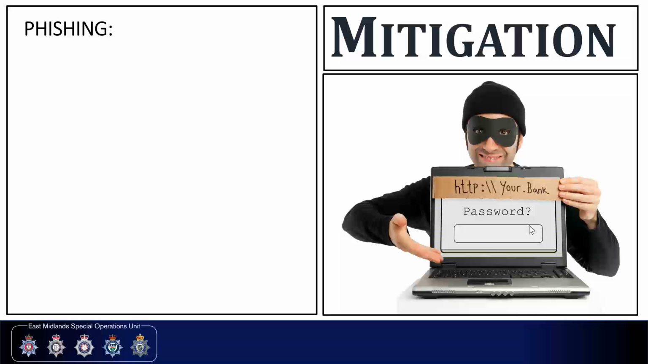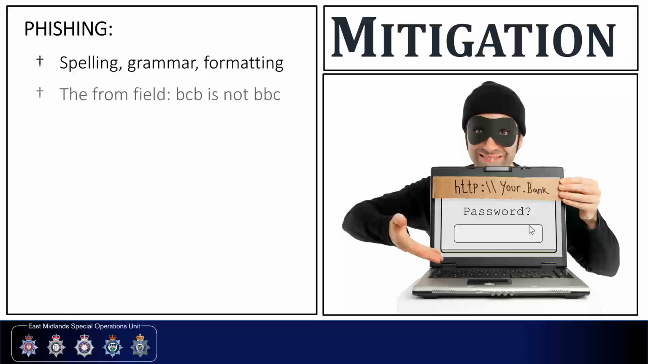So how do we mitigate the problem of phishing? Well, phishing emails in all their various guises usually have telltale signs. For example, spelling, grammar or formatting errors all smack of unprofessionalism when the email purports to be from an official entity. Again, close inspection of the from field at the top of the email might reveal subtle differences to what you might expect to see. Be very careful of transposition errors here. For example, the bcb.co.uk is not quite the same as the bbc.co.uk.